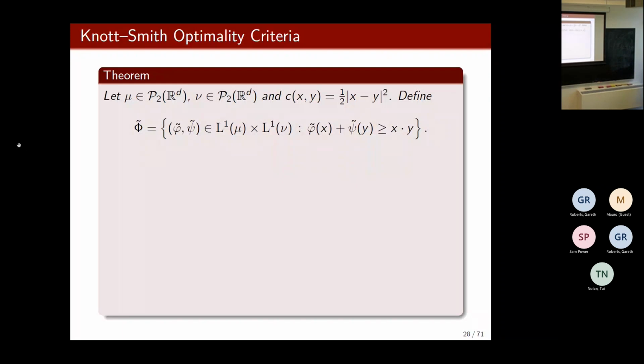So again, I have this set. My cost function now is just going to be essentially one half of x minus y squared, for convenience, put the half there just to make things a bit easier. I have my set psi tilde, which is going to be a set of L1 functions on mu and L1 functions on nu, such that the product of them is greater than or equal to the product of x and y. So the case is very similar to the C transform, except for the C transform you would have a less than or equal to c of x y, but somehow I've gone back from the C transforms more towards the convex conjugate.